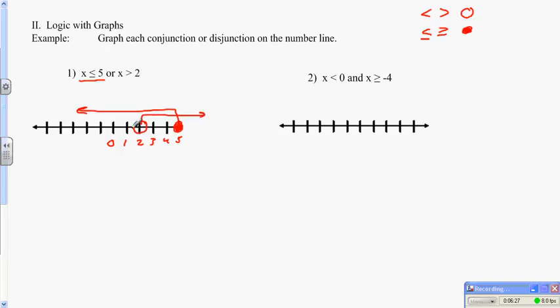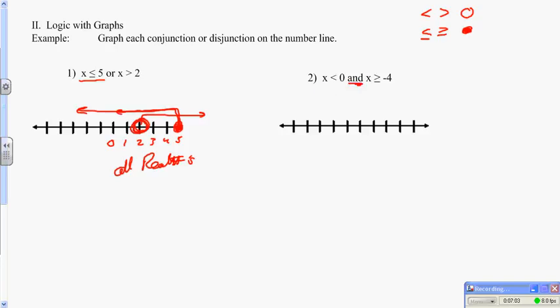Now, all this says is any number that satisfies one or the other will work. So any number less than or equal to 5 will work, or any number greater than 2 will work. And that would represent basically all real numbers. Everything works. Even though this is a circle right here, it may not work for the first one, but it does work for the x less than or equal to 5.